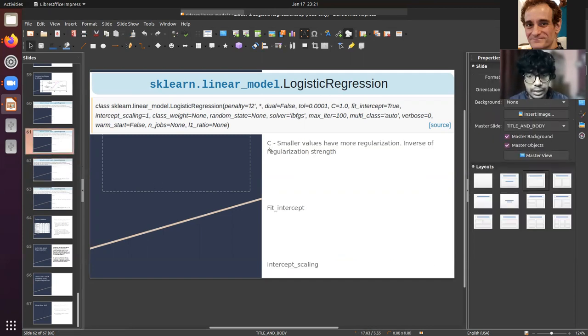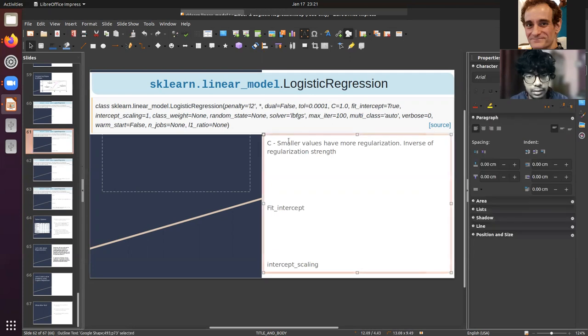Now we have C. C is an important factor. C is the inverse of regularization strength, or how much regularization you want to add. Small values mean a large regularization. So initially we have 1, but you can decrease it to 0.1, 0.5, and it would have a greater regularization or greater penalization or less overfitting.